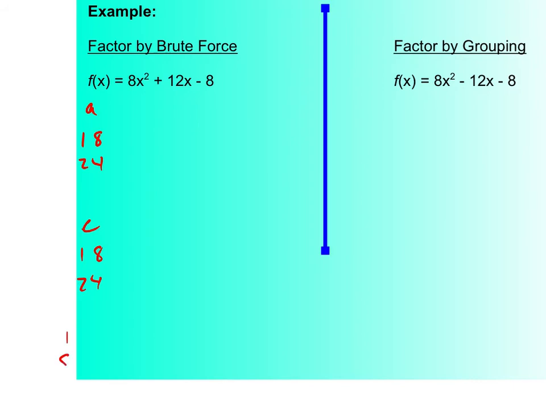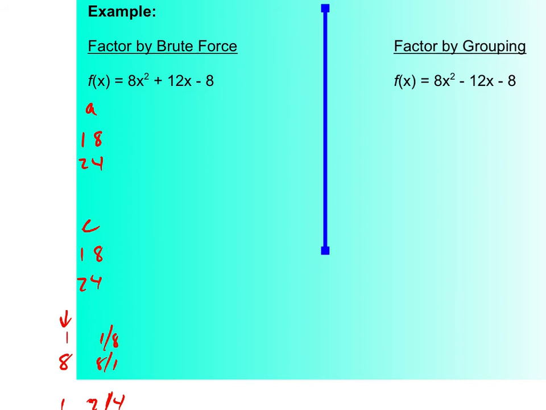So again, my combinations are to have A be 1 and 8, and then C is either 1 and 8 or 8, 1. I could have it be 1 and 8 and then 2, 4 or 4, 2. I could have it be 2, 4 with a 1 and 8 or 8 and 1. And then finally 2, 4 with another 2, 4. So you can see, had we factored out right away, we would have really limited the number of options here.